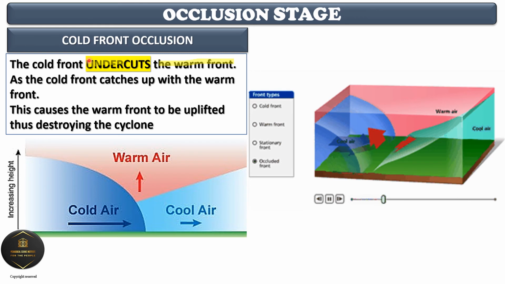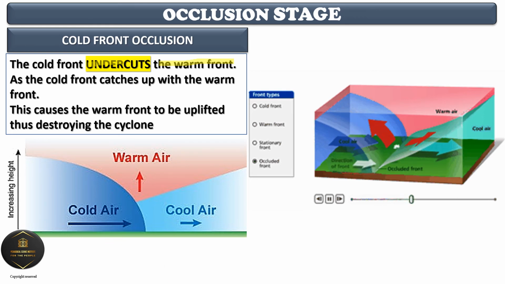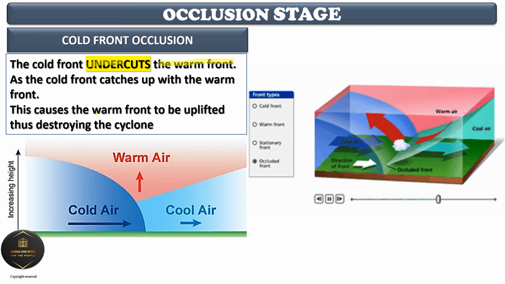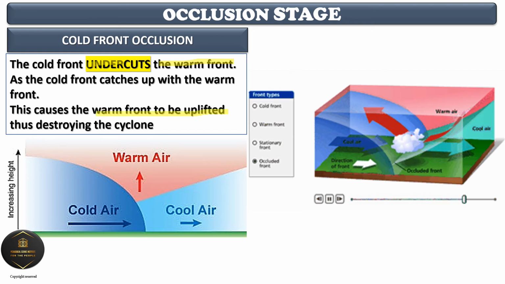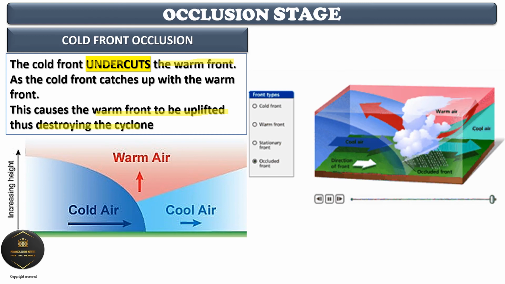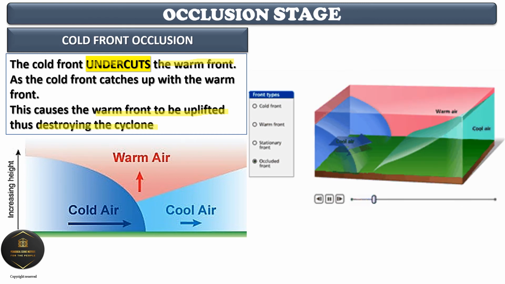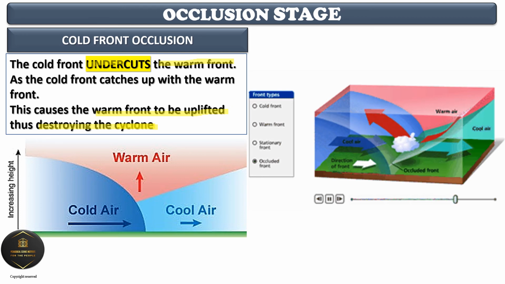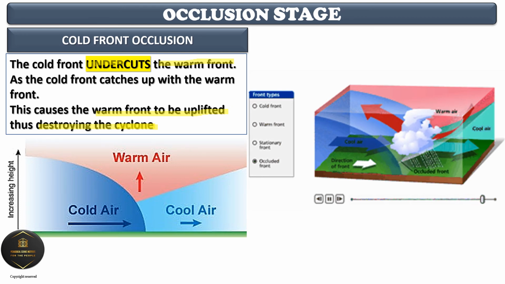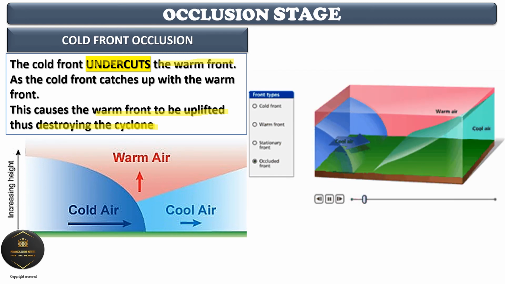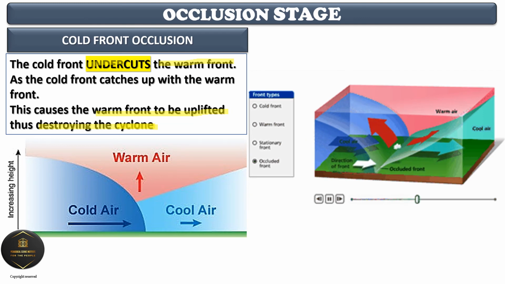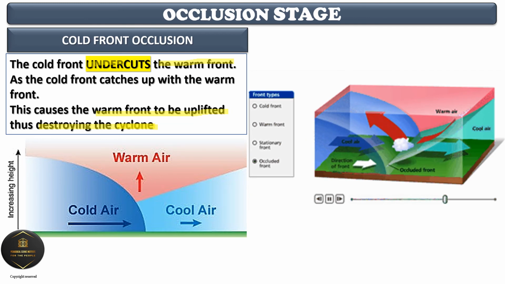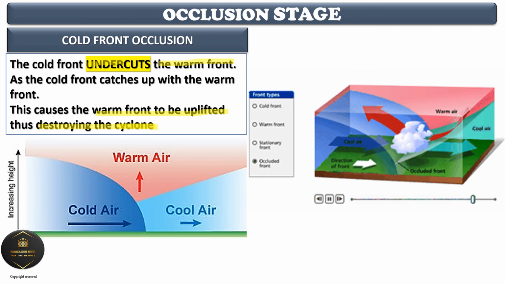And now the undercutting will cause the warm front to be uplifted from the surface, thus destroying the cyclone. Why does it destroy the cyclone? Because the cyclone is characterized by having low pressure at the center of the system. So when we have a high pressure, or cold air, at the center or at the bottom of the system, we are going to have anticyclonic conditions, and this will destroy our system.